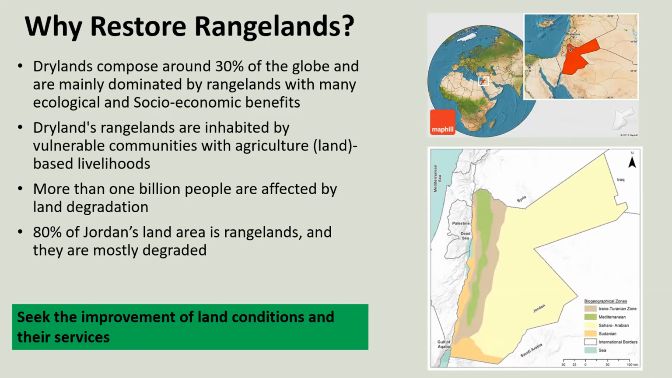More or less, there are now more than 1 billion people around the globe suffering from land degradation, and our area is specifically threatened by this hazard. For Jordan, around 80% or more of the country is composed of rangeland, which receives 200 millimeters of water or less. And most of the rangeland areas are degraded. So the objective, or the ambition, is to improve land conditions and make them more productive to improve the livelihoods of local inhabitants.